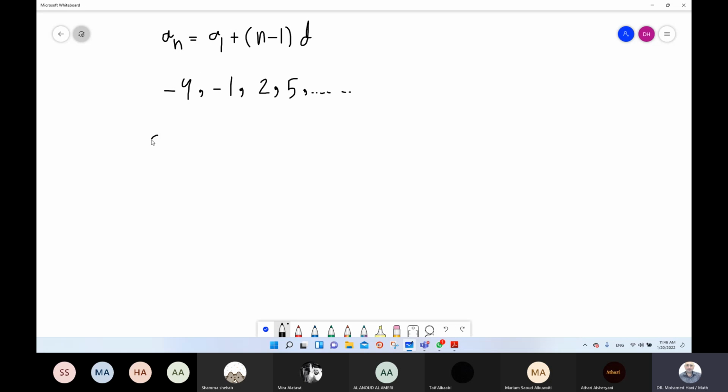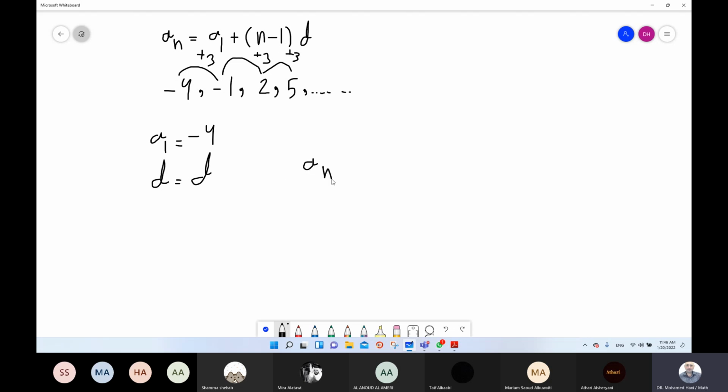How to know A1? A1 means the first term in the sequence, negative 4. How to know D? D means the slope or the common difference. From negative 4 to negative 1, we have 3. From negative 1 to 2, we have 3. From 2 to 5, we have 3. So D equals 3. Then substitute the values in the function rule here.